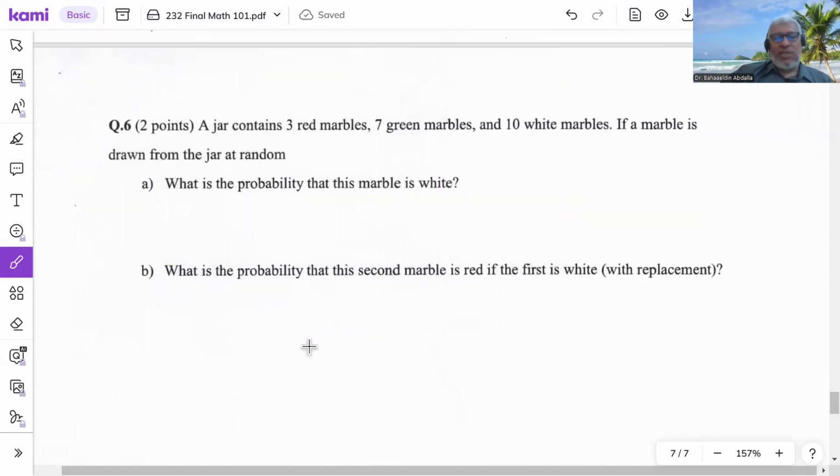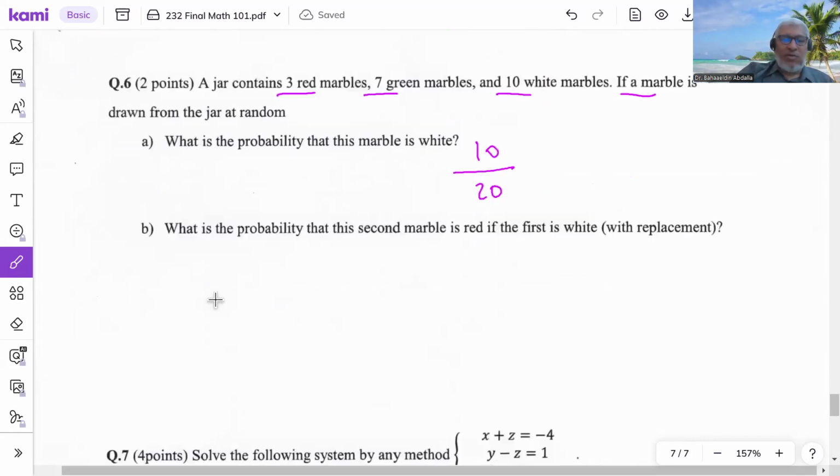A jar contains 3 red marbles, 7 green, 10 white. If a marble is drawn from the jar, so we will select one marble, what is the probability that this marble is white? How many white marbles are there? 10. What is the total number of marbles? 3 plus 7, 10 plus 10, 20. So the answer is 10 over 20.